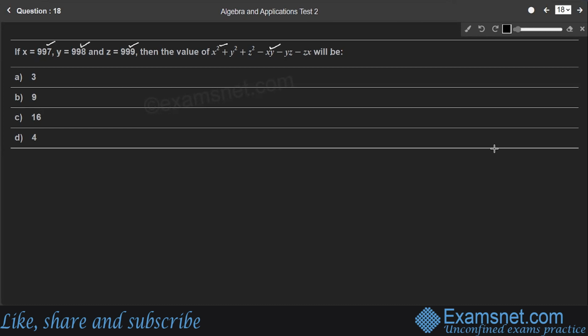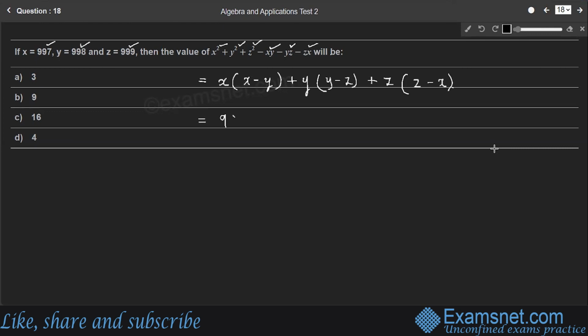So consider x square minus xy. This can be written as x into x minus y. And consider y square and minus yz, right? In which y is common and the remaining term is y into y minus z, right? So plus consider the last terms. The last two terms z square and minus zx, in which z is common and the remaining term is z minus x, right? So let us substitute the values of x, y and z now, right?